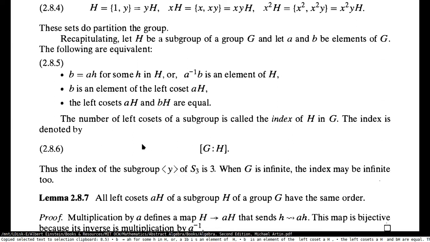So the number of left cosets the subgroup has is called the index of the subgroup in that group. The index is denoted by this notation. So the index of the cyclic subgroup Y of S3 is 3, right? But when the group is infinite, the index may be infinite too.